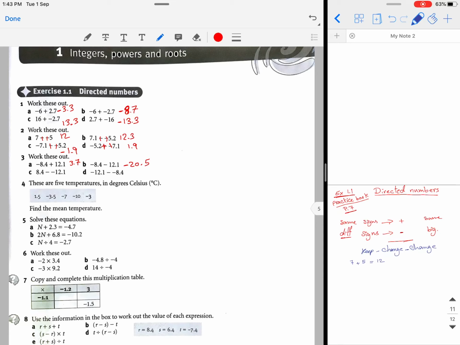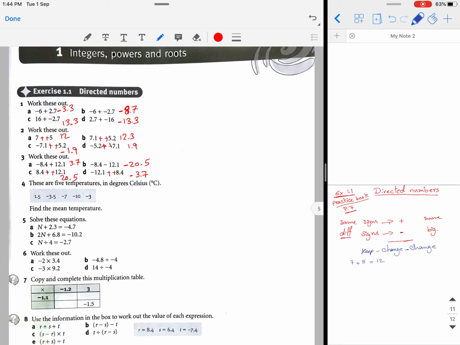Next one, 8.4 minus negative, so make it positive or plus. So 8.4 plus 12.1 equal, just make addition, it's 20.5. Next one, here, make it positive. So negative 12.1 plus 8.4, two different signs, so make difference or subtraction. So 12.1 minus 8.4 equal 3.7, and put here minus because the bigger number is negative.